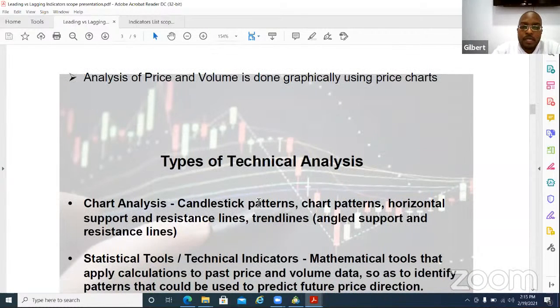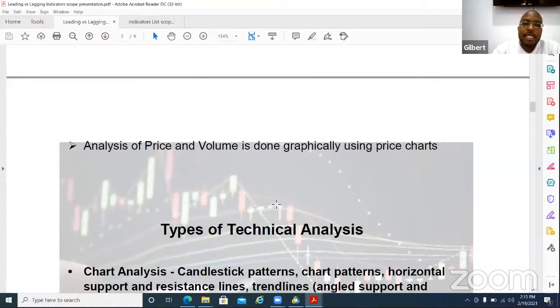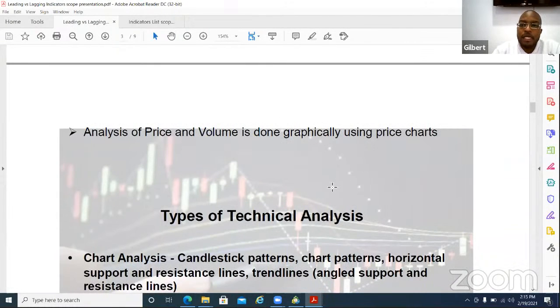All right, so there's a point here that was supposed to be on the previous slide. So analysis of price and volume is done graphically using price charts. So that's all saying that it's visual analysis. For us as human beings, we can't just look at numbers and make sense of them, because these numbers are changing every second. We're not going to be able to make sense of that. So what we need to do is graphically represent this price movement so that we're able to identify these patterns visually. Even these analytical tools are going to project themselves visually on our chart, and then from there we'll be able to make sense of what's going on.